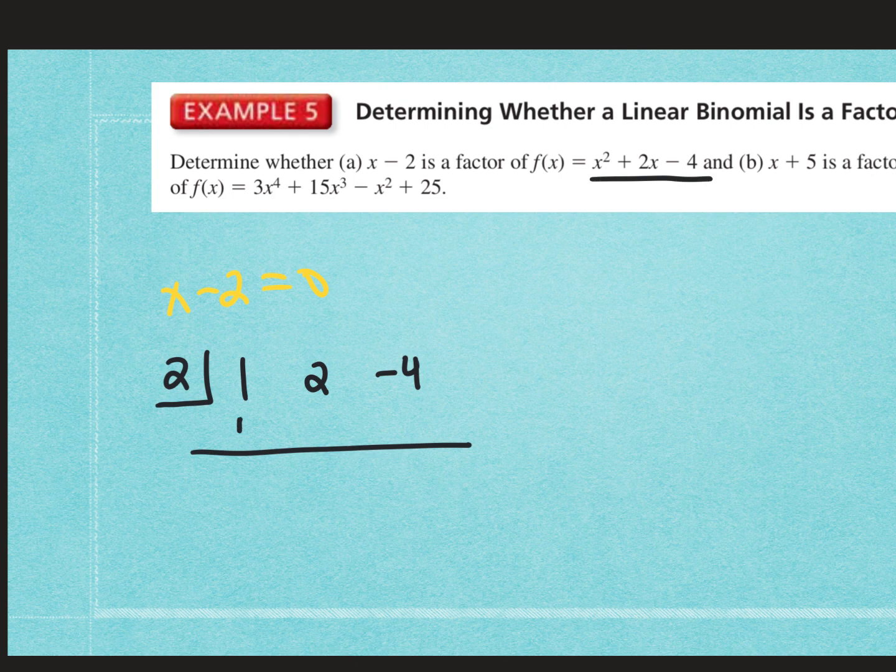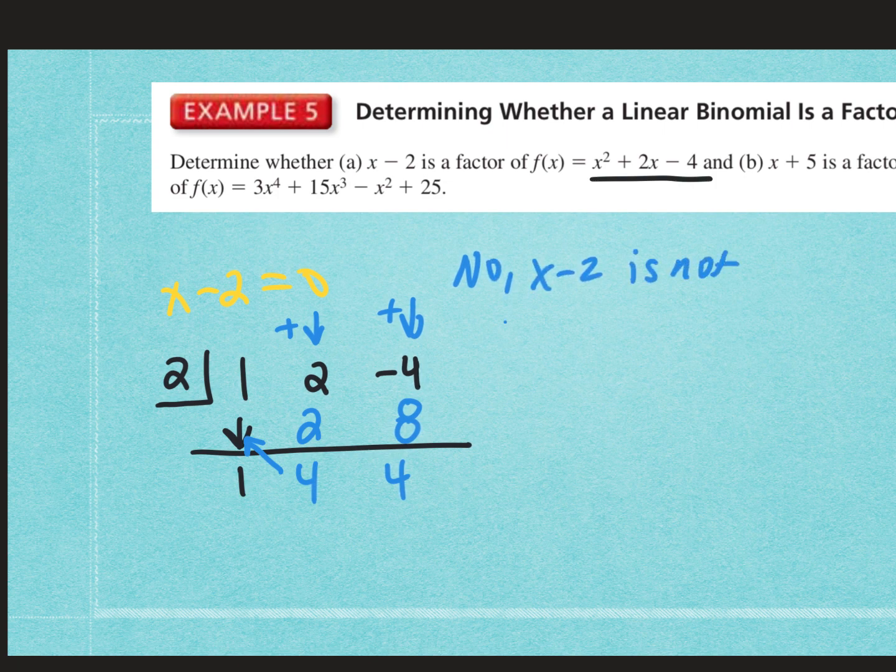So for synthetic division, we bring down the first term. We multiply to the corner. What is 1 times 2? 2. So I'm going to put it here, and then I add down. What's 2 plus 2? 4. Okay, so multiply to the corner. 4 times 2 is 8, and then I add down. What's negative 4 and 8? 4. Is my remainder 0? No. So your answer here would be no, x minus 2 is not a factor.